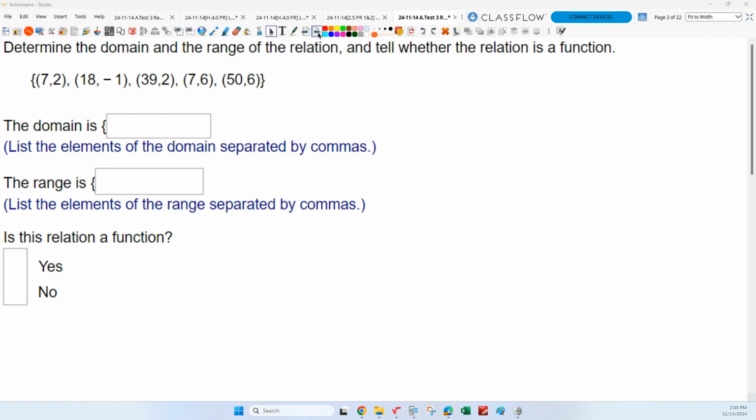Determine the domain and the range of the relation. So on the test, you could have a variety of different types of questions that would all essentially be the same. Could be one like this where you get a set of ordered pairs. It could be a table with x and y values. It could be a mapping where you use the arrows. In any of those cases, what is the domain? Okay, domain's the x's, right?